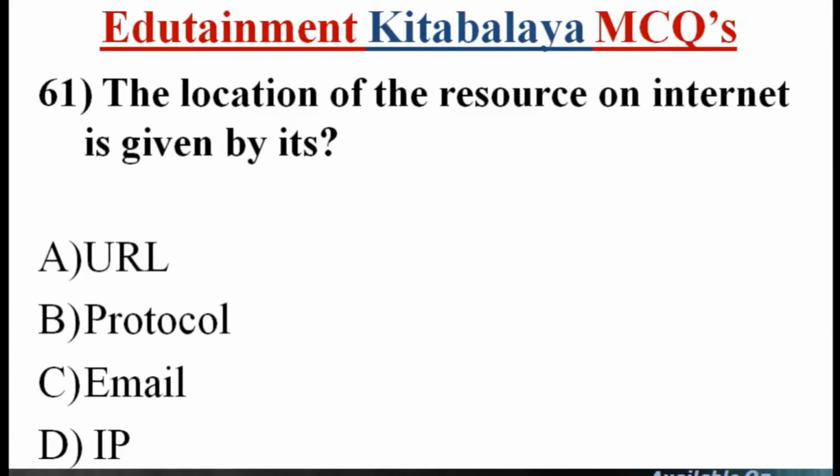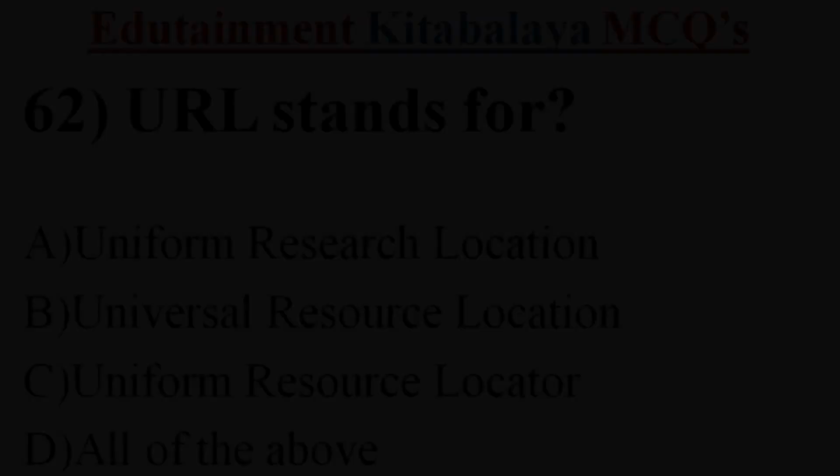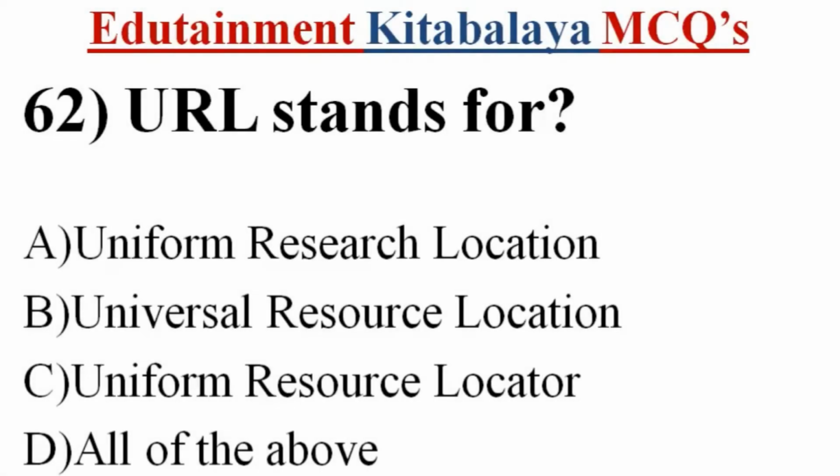Question number 61. The location of the resource on Internet is given by its A. URL, B. Protocol, C. Email, D. IP. Correct answer is A. URL. Question number 62. URL stands for A. Uniform Research Location, B. Universal Resource Location, C. Uniform Resource Locator, D. All of the above. Correct answer is C. Uniform Resource Locator.